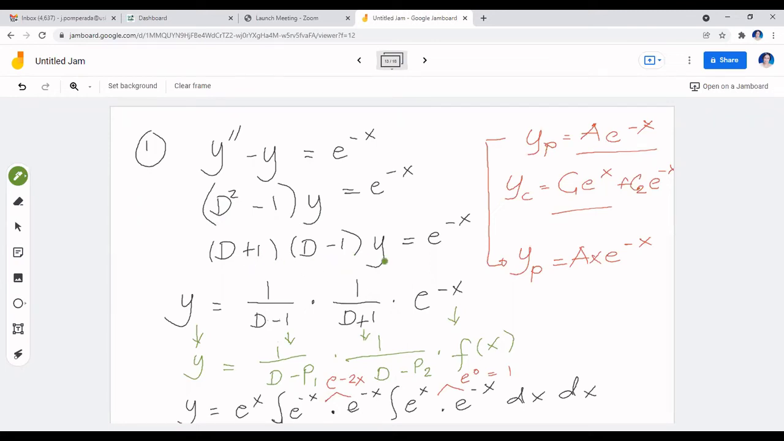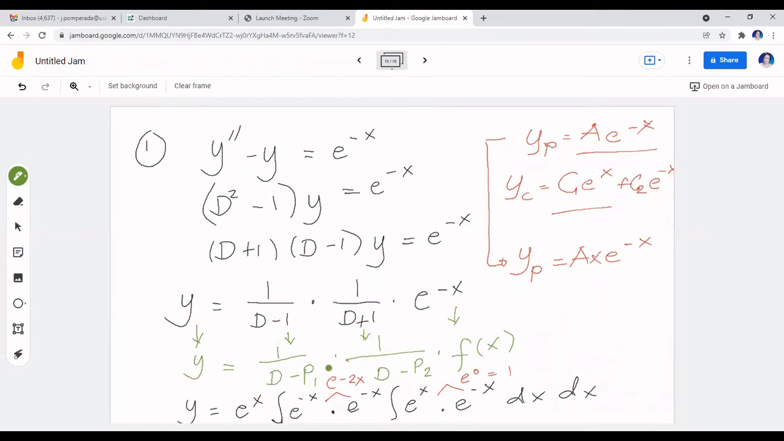Okay, y. Now look, I'm going to transfer this to here. So what will I do? I'll divide. So this is the reason why you are seeing here a 1 over d minus 1 times 1 over d plus 1 times e raised to minus x. Notice as well that I interchanged them. I placed d minus 1 first and then followed it with d plus 1. You will see later why I did that. So this is your exponential function here.